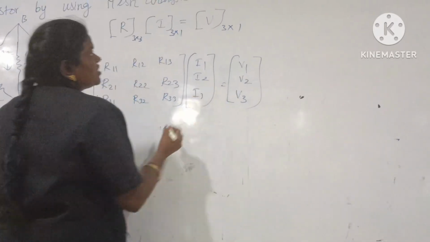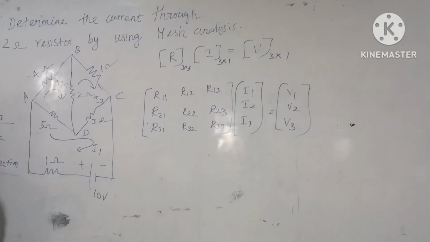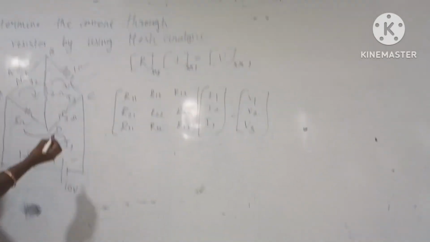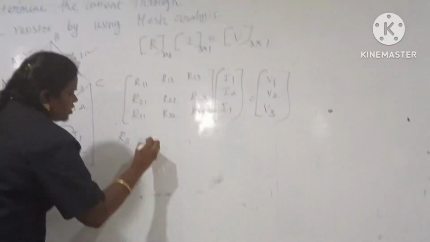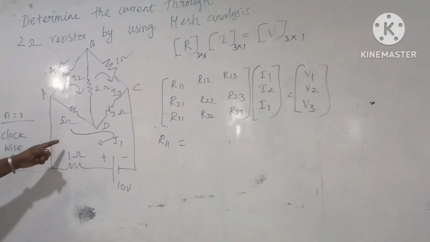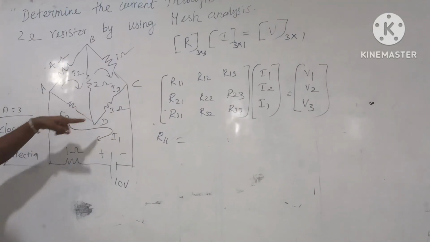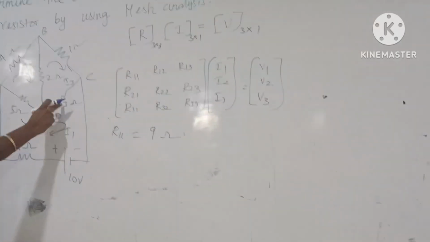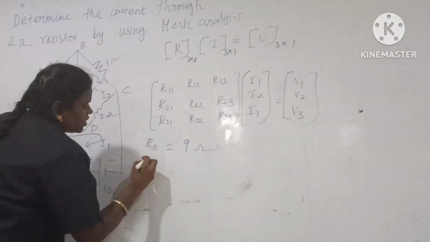By using mesh analysis, we have to apply KVL, Kirchhoff's voltage law. In this method, we use the inspection method. So R11 is the sum of all resistance in loop 1: 5 ohm, 3 ohm and 1 ohm. That is 5 plus 3 plus 1, 9 ohm.